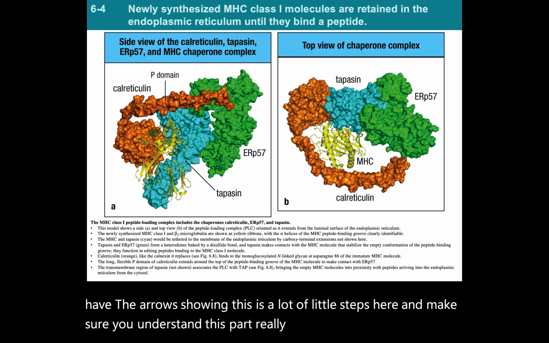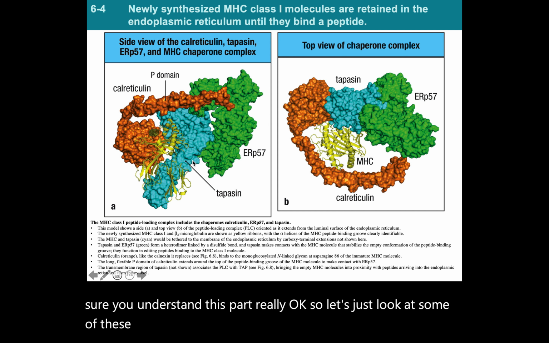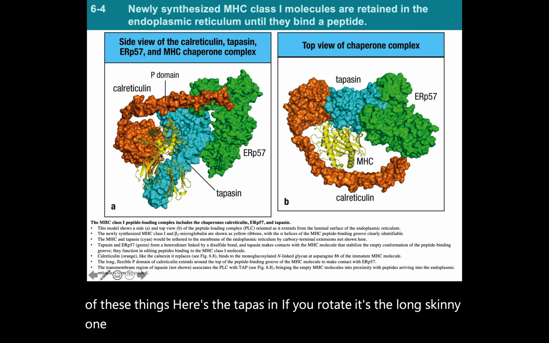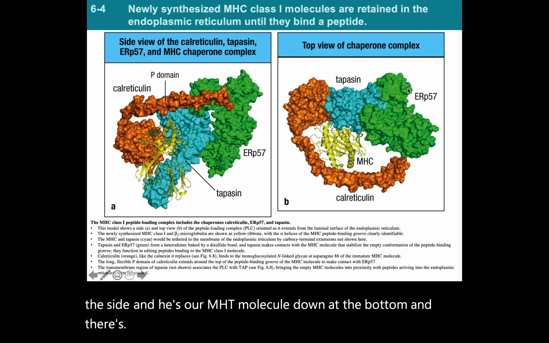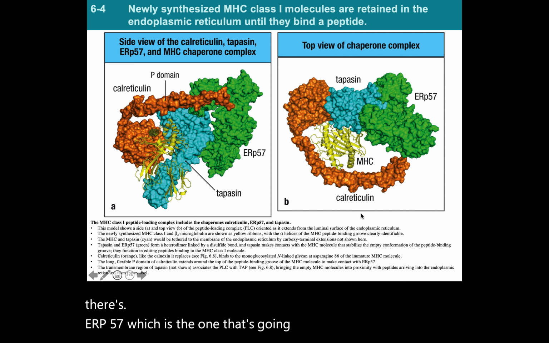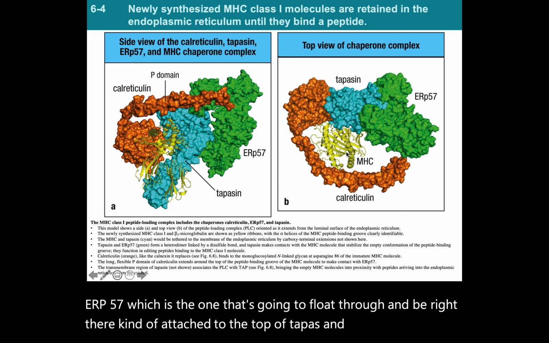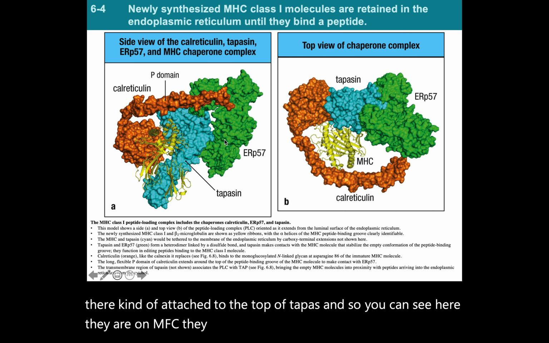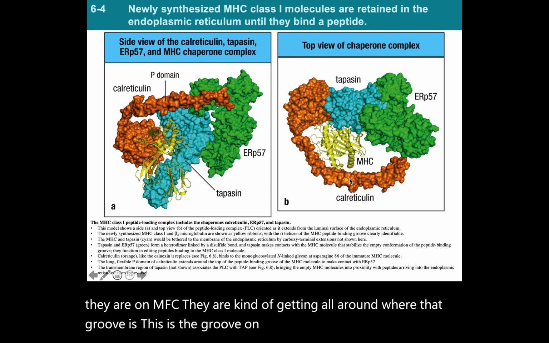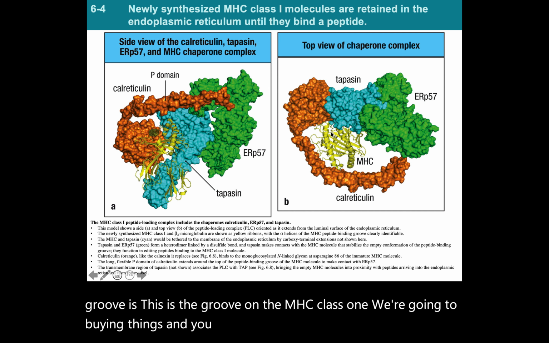Okay, so let's look at some of these things. Here's the tapasin. If you rotate it, it's the long skinny one. Here's our calreticulin, which is going to bind along the side. Here's our MHC molecule down at the bottom, and there's ERp57, which is going to float through and be right there, attached to the top of tapasin. You can see here they are on MHC, getting all around where that groove is. This is the groove on the MHC class 1 where we're going to bind things. And you can see it's closed at this end, which tells you it's MHC class 1, not class 2.